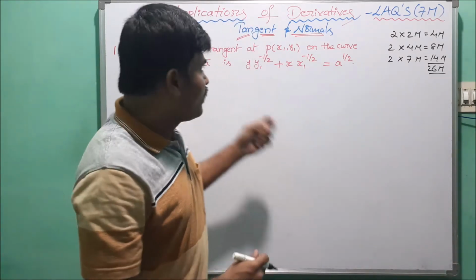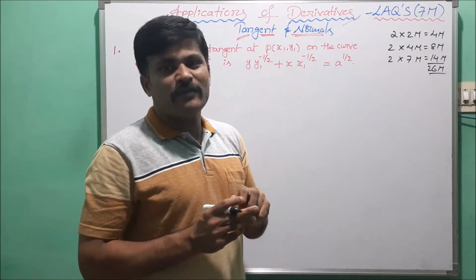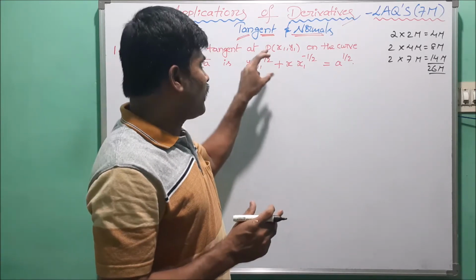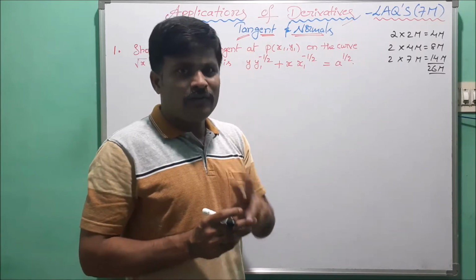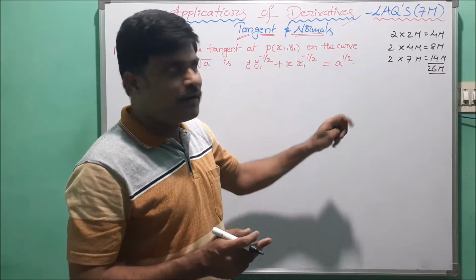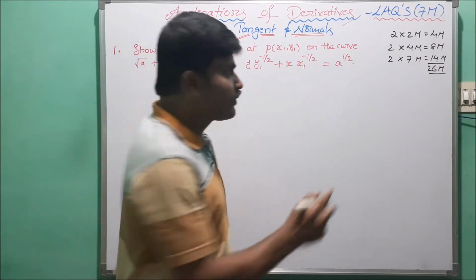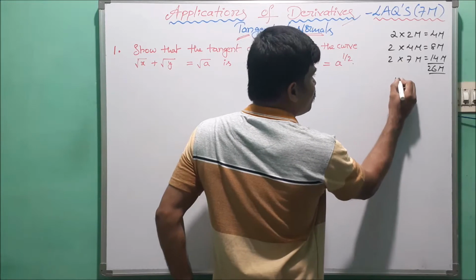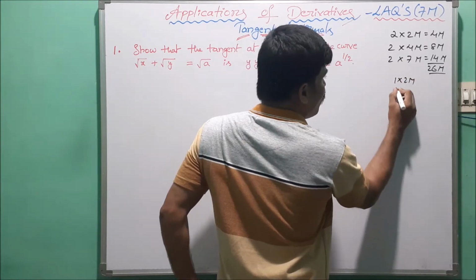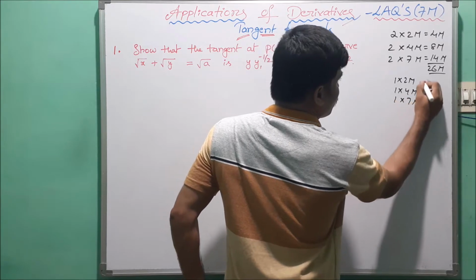From this year some more topics will be deleted, so here only 3 topics are there. The first one is tangents and normals. From this tangents and normals subtopic, there come one 2 mark question, one 4 mark question, one 7 mark question.